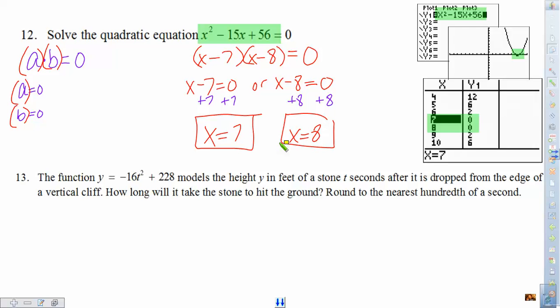The point of this whole thing is I don't care which way you do it. You've got to know which way is most efficient to deal with the problem and go ahead and deal with it. I'm very interested in seeing that you guys can solve this many different ways.